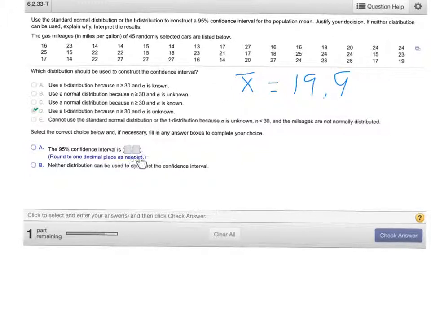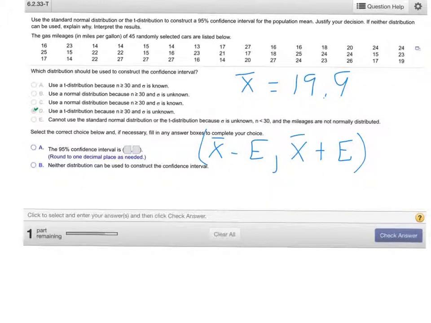To find the confidence interval, it's going to be the sample mean plus or minus the margin of error. So it's going to be the sample mean minus the margin of error, and then the sample mean plus the margin of error. We got the sample mean. We just need to find the margin of error here.